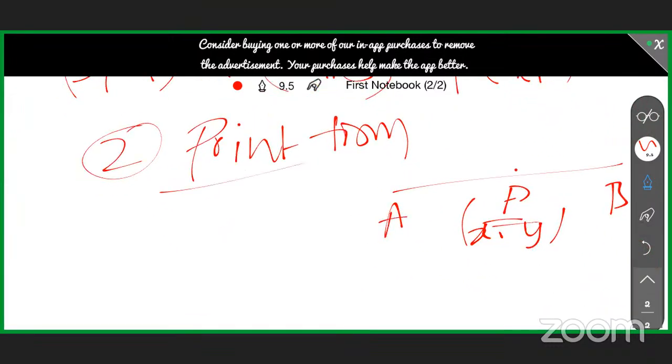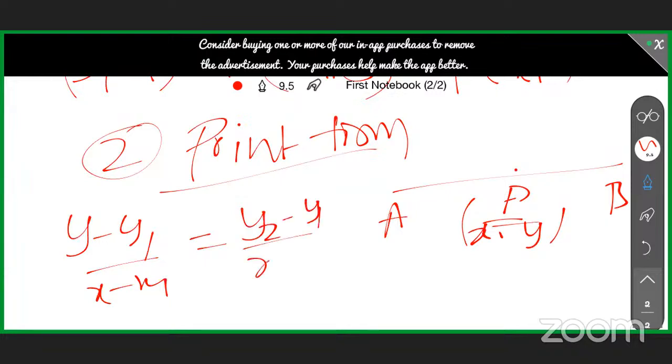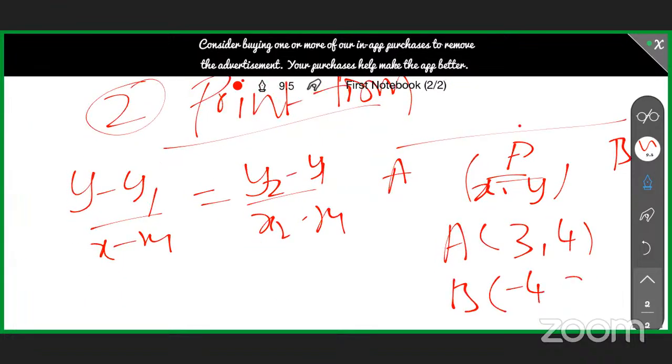We're taking a general point. The equation of the line will be (y minus y1) by (x minus x1) equal to (y2 minus y1) by (x2 minus x1). Just put the values there. Answer is over. Within 2 steps, you're getting the answer. No need of finding the area of the triangle, nothing. Just the same method. So my point A is (3, 4) and B is (-4, 3). That means this is my x1, x2, y1, y2.